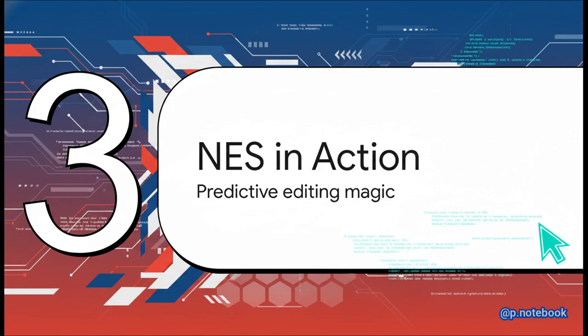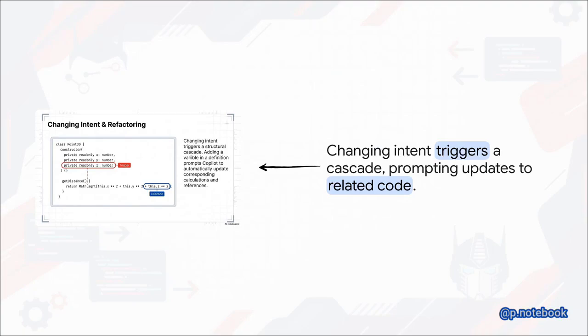Get ready to witness some of the magic that truly predictive editing brings to the table for your day-to-day coding. This is such a great example of what we mean by changing your intent. Take a look. The developer adds a Z property to this Point3D class. Instantly, NES knows this isn't just a small change. It kicks off a whole cascade, suggesting an update to the getDistance function to include that new Z coordinate in its calculation. I mean, think about it.